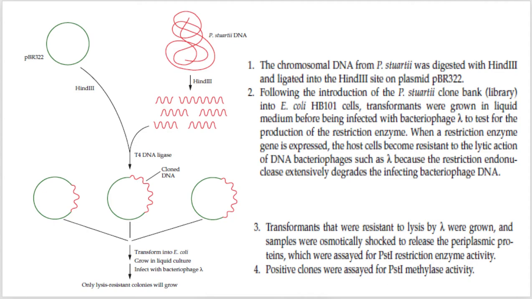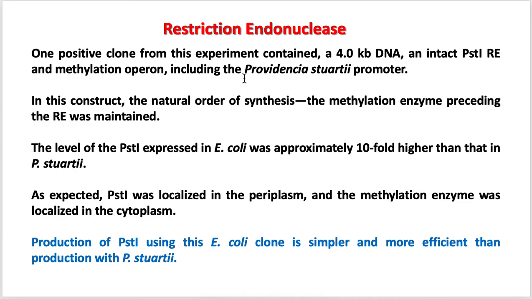coli which will produce the restriction enzymes, then we can cultivate this E. coli by fermentation and produce lots and lots of these enzymes. Okay, so one example has been described here. Say for example P. stuarti. Okay, so P. stuarti, the full name of this bacteria is Providencia stuarti.